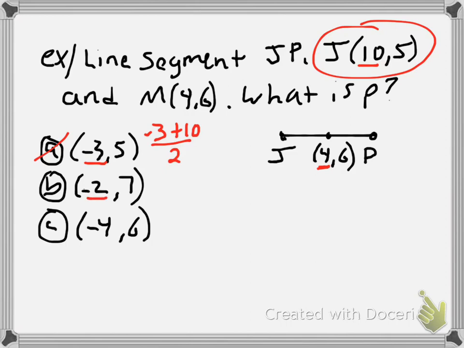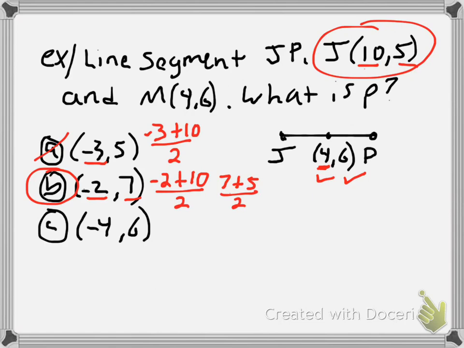Again, we're going to add our x's together. So I'm going to try negative 2 plus 10 divided by 2, and I want to see if that equals 4. Well, negative 2 plus 10 is 8. 8 divided by 2 is 4. So far the x works. Now let's check and make sure our y's work. So if we add our y values, 7 plus 5 divided by 2, I want to see if that equals 6. So 7 plus 5 is 12. 12 divided by 2 is 6. That means right there, B is my answer.